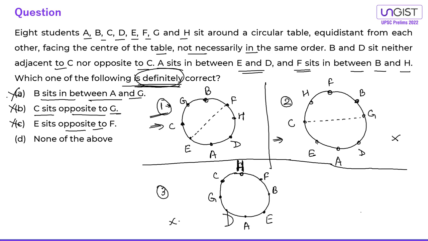So neither first is definitely correct, nor second is definitely correct, nor third is definitely correct. So the correct answer is none of these. Okay, the question is saying definitely correct, right?